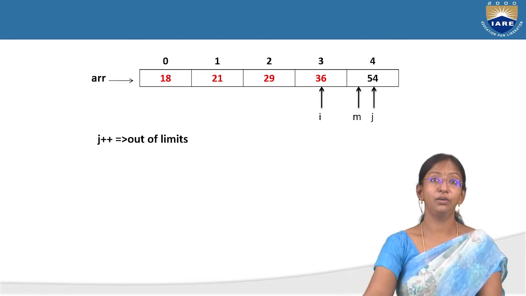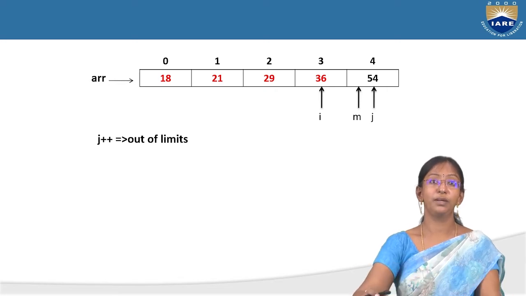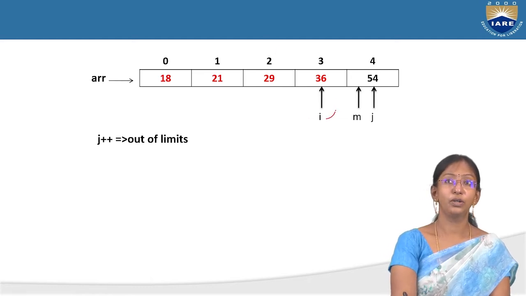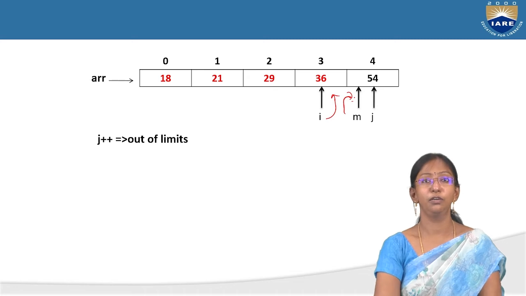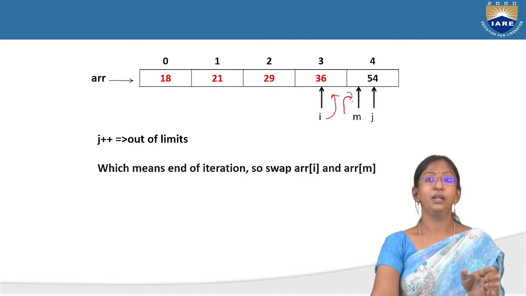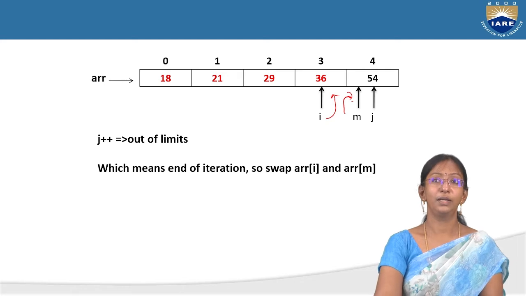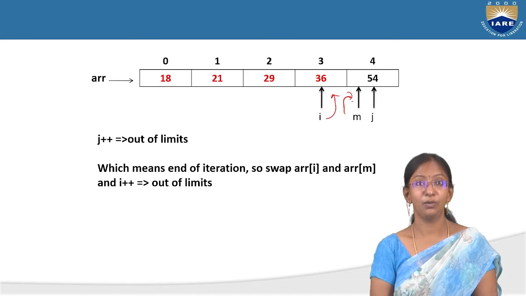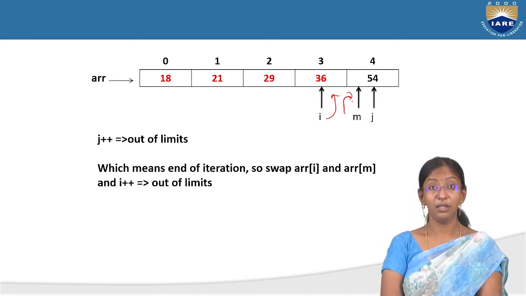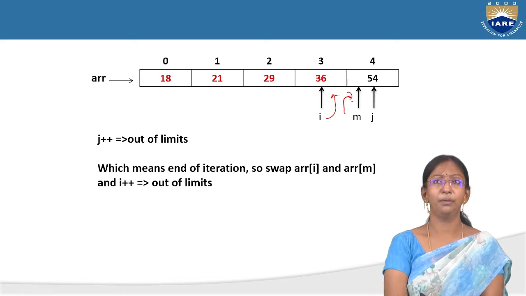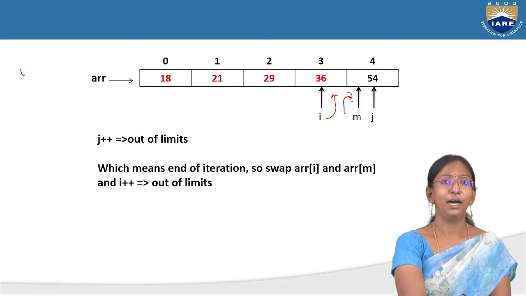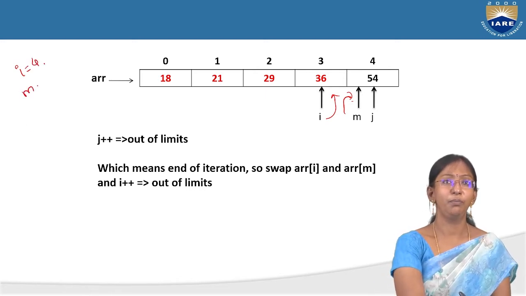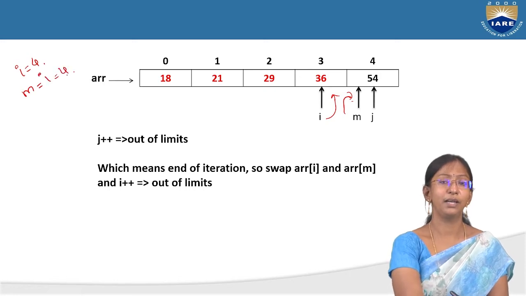So after the end of the fourth iteration, what do we have to do? Swap the elements pointed by I and M. So that's what I have done. I have swapped. Now I is pointing to 36 and M is pointing to 54, right? So now increment the value of I. Once I increment the value of I, it will be pointing to the highest index value. So what does that mean? If I is incremented, I will be pointing to 4. Very good. Even M will be pointing to 4, which is I's value.